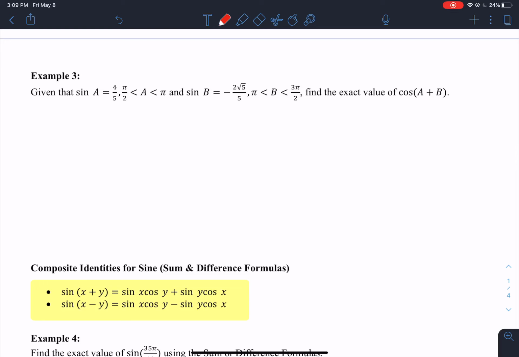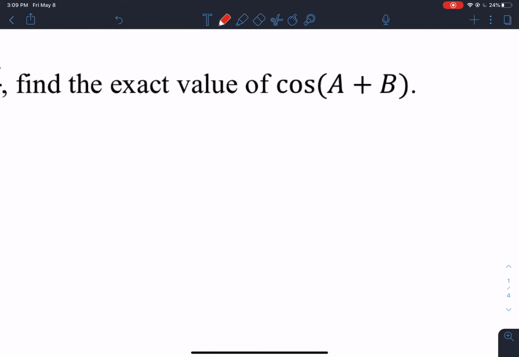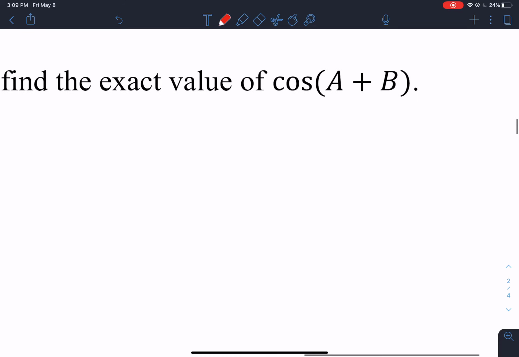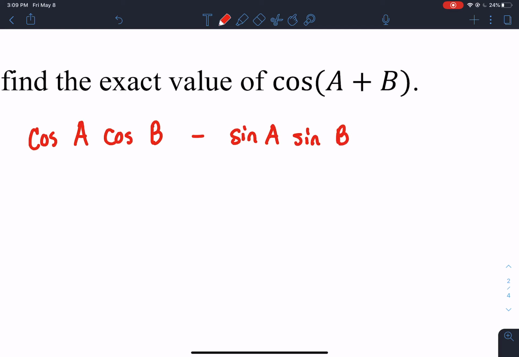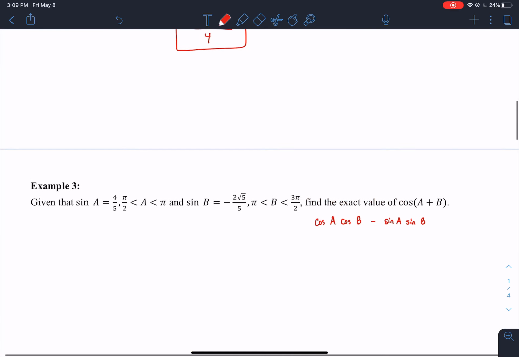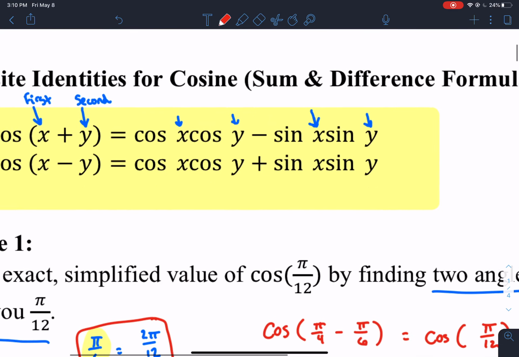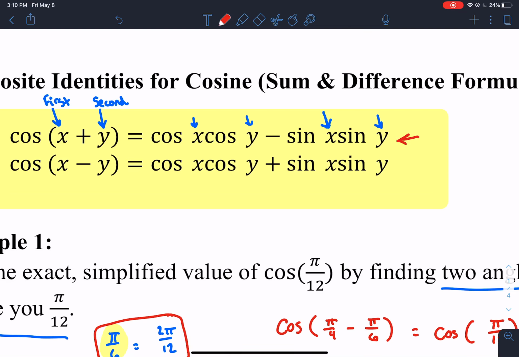Okay, and then number 3 gives us some information, gives us sine of A and then sine of B, and it says find the exact value of cosine of A plus B. Okay, so if I'm going to do cosine of A plus B, I know that that's going to be cosine of A, cosine of B, minus sine of A, sine of B, right? So that's just using the sum formula for cosine, which would be the first one here in the list, okay?